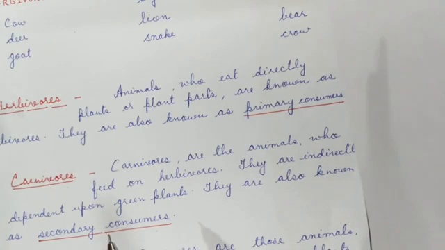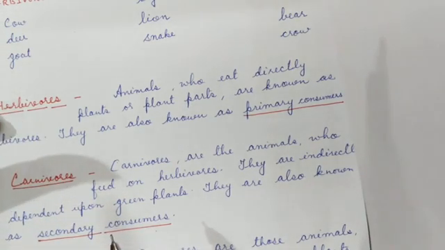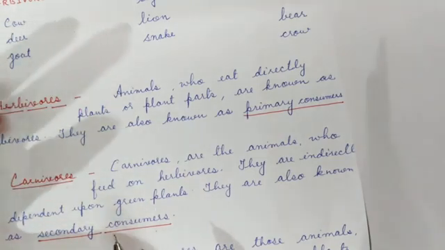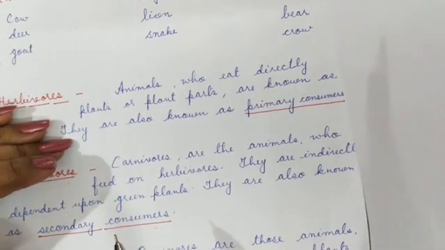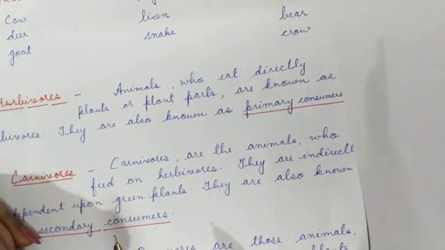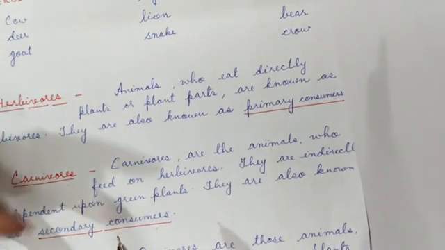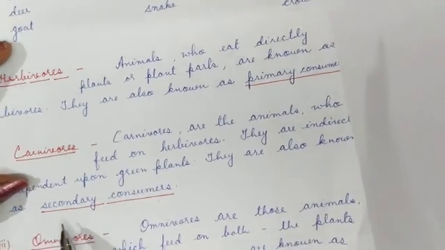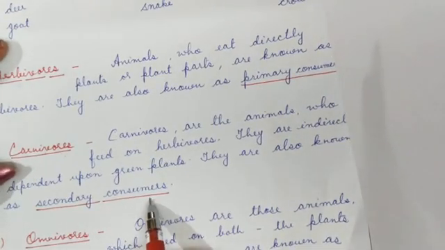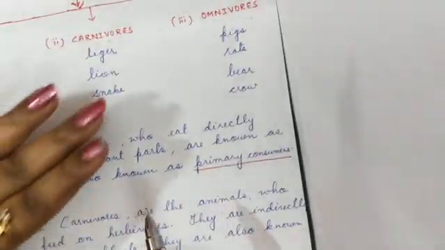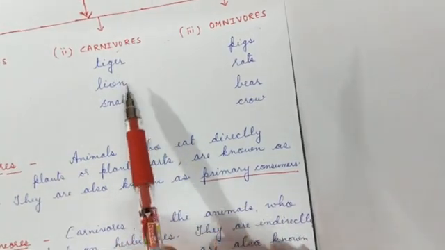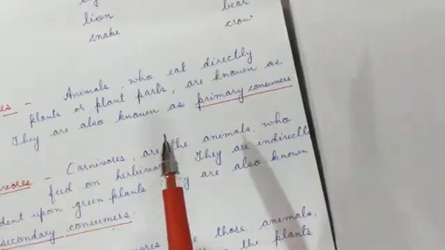Because herbivores are dependent on plants and carnivores are dependent on herbivores. So if there won't be plants, there won't be herbivores. And if there won't be herbivores, there won't be carnivores. So indirectly, carnivores are dependent upon plants. And that is why they are known as secondary consumers. And examples are here: tiger, lion, snake, etc.